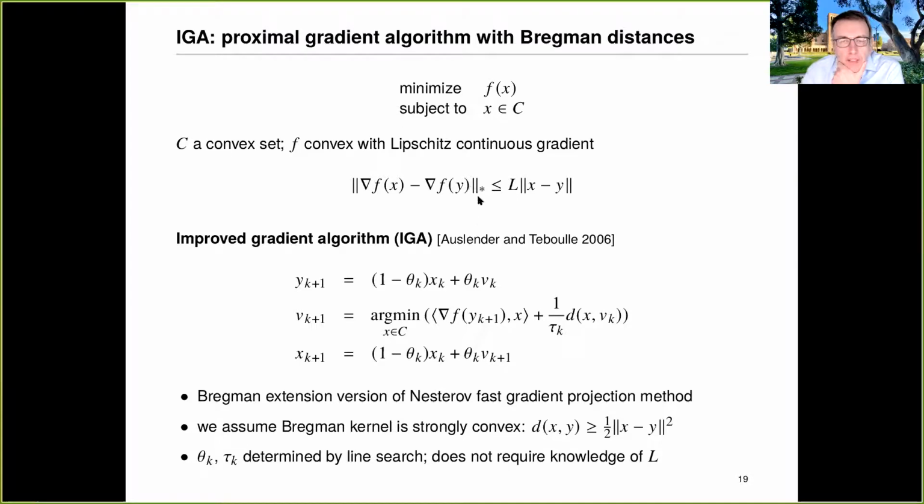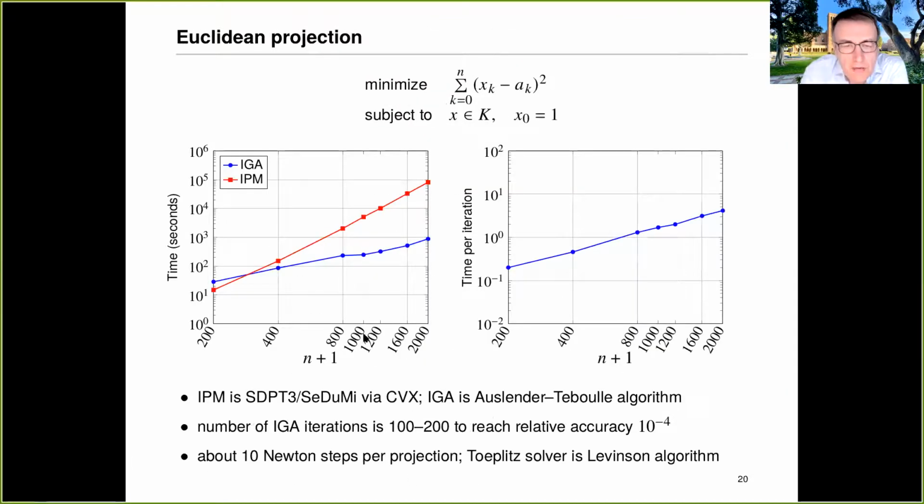You need f to have a Lipschitz continuous gradient and d to be strongly convex. And it's possible to determine the step sizes and the parameters by a line search. That doesn't require you to actually know the Lipschitz constant L and the strong convexity constant, which is also important in this example. Right? So that's the method we'll use, and this actually gives us the complexity.